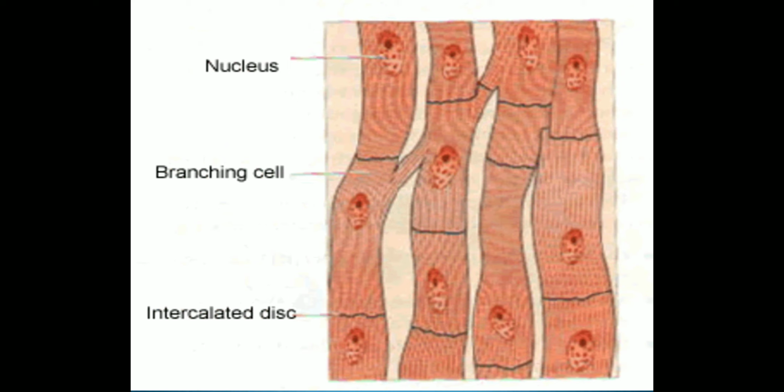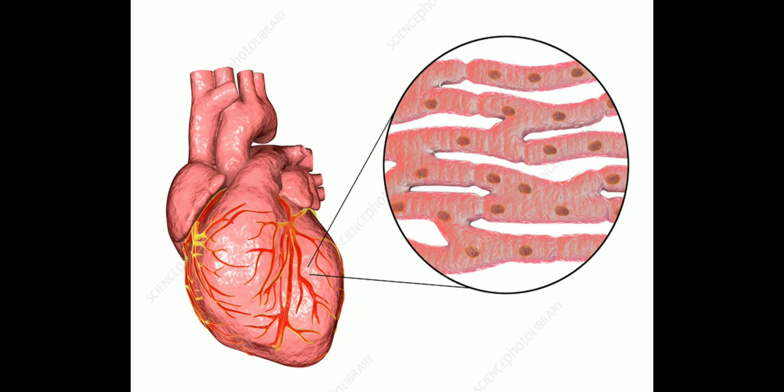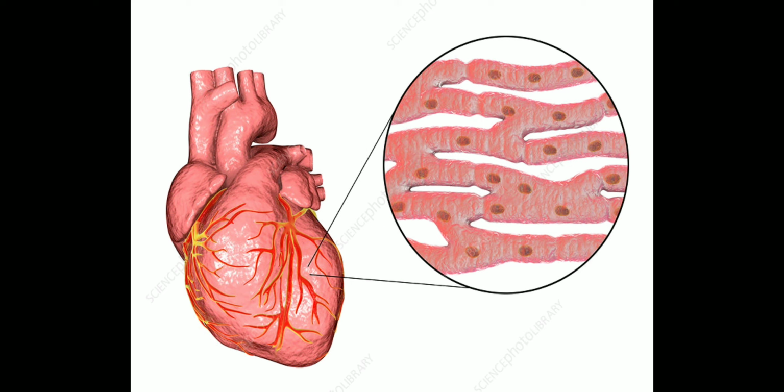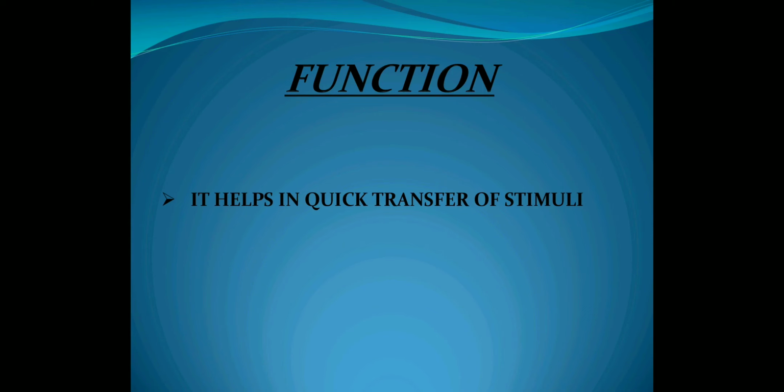Striated muscles, that means striations can be seen. They are multinucleated in appearance, and as they bring about involuntary action, they show the character of smooth muscles. It actually forms the myocardium of the heart wall, and the name itself indicates it is a cardiac muscle. That means it is present only on the wall of the heart. Function: it has only one function, that is it helps in quick transfer of stimuli.